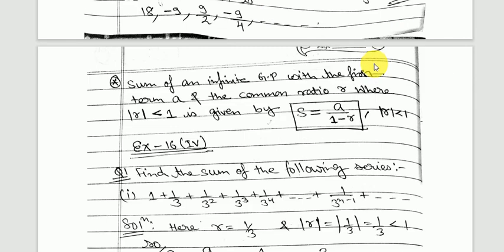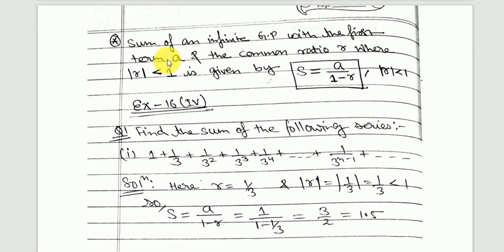Now this is the last topic. The sum of an infinite GP with the first term A and the common ratio R, where mod R is less than 1, meaning the absolute value of the common ratio is less than 1, is given by this formula. So if you have been given an infinite series where terms are in GP, and the absolute value of the common ratio is less than 1, then you can find the sum of that series by this formula.